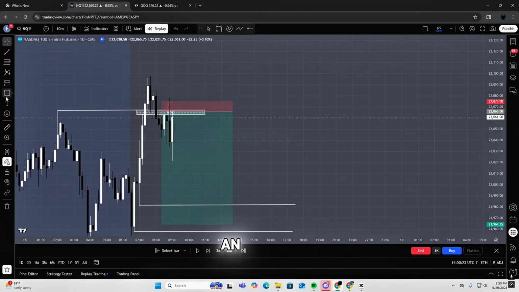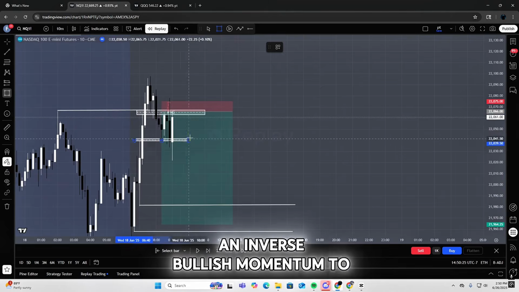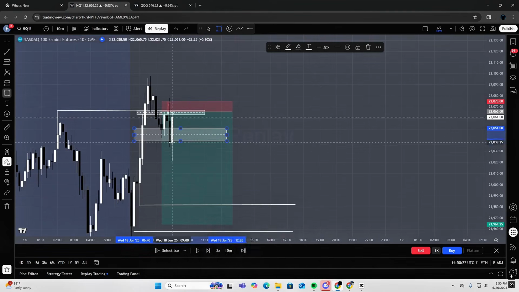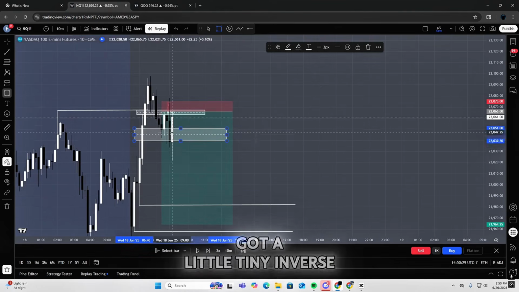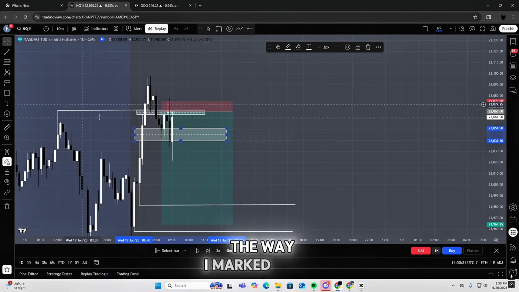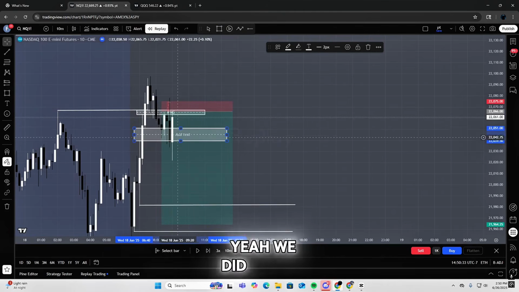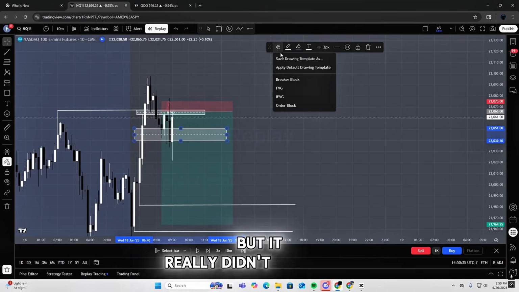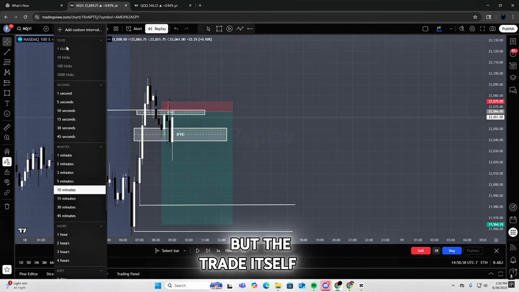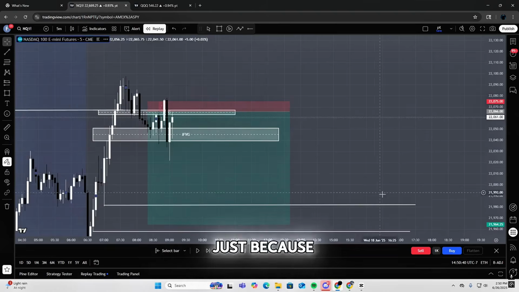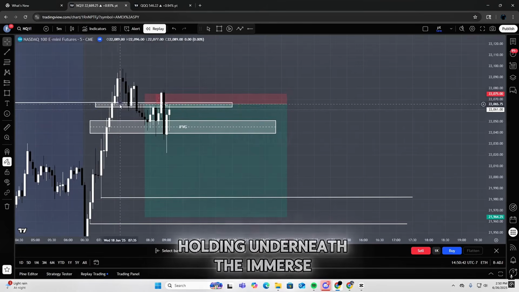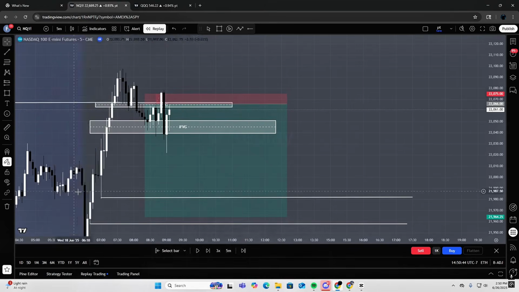And then again, you want to inverse bullish momentum to continue lower, right? So as of right now, we got a little tiny inverse, but pretty sure it's because of the way I marked it out. We did have a little tiny inverse here, but it didn't close fully, right? But the trade itself, I'm pretty sure was still valid, just because we were still holding underneath the inverse fair value gap on the 10-minute, right?